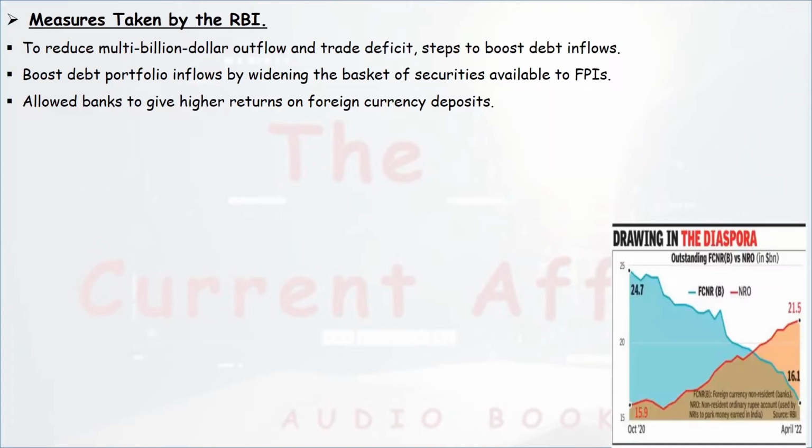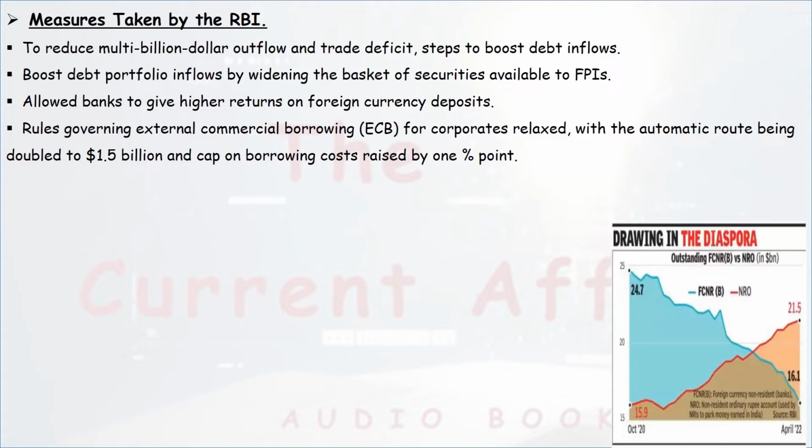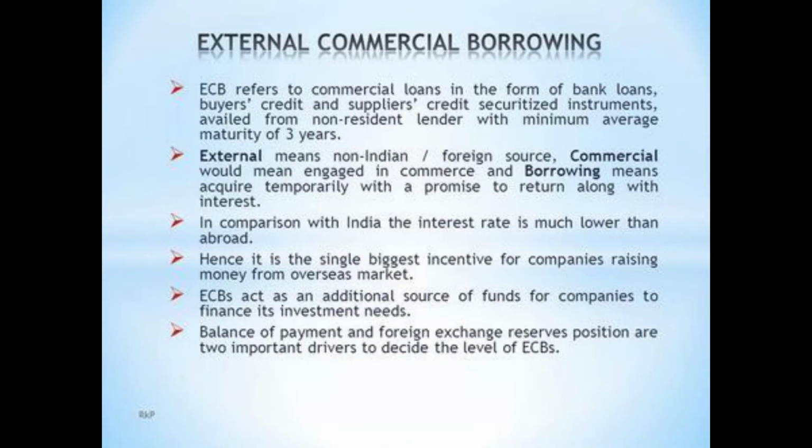As a temporary measure to attract capital, the RBI has allowed banks to give higher returns on foreign currency deposits on which they will not have to maintain any reserves. Rules governing external commercial borrowing for corporates have been relaxed, with the automatic route being doubled to $1.5 billion and the cap on borrowing costs raised by 1 percentage point.